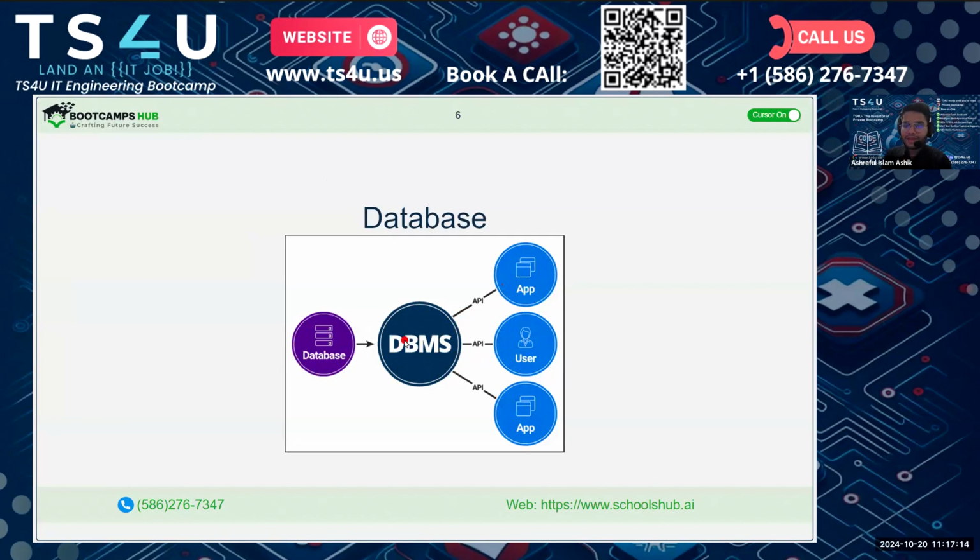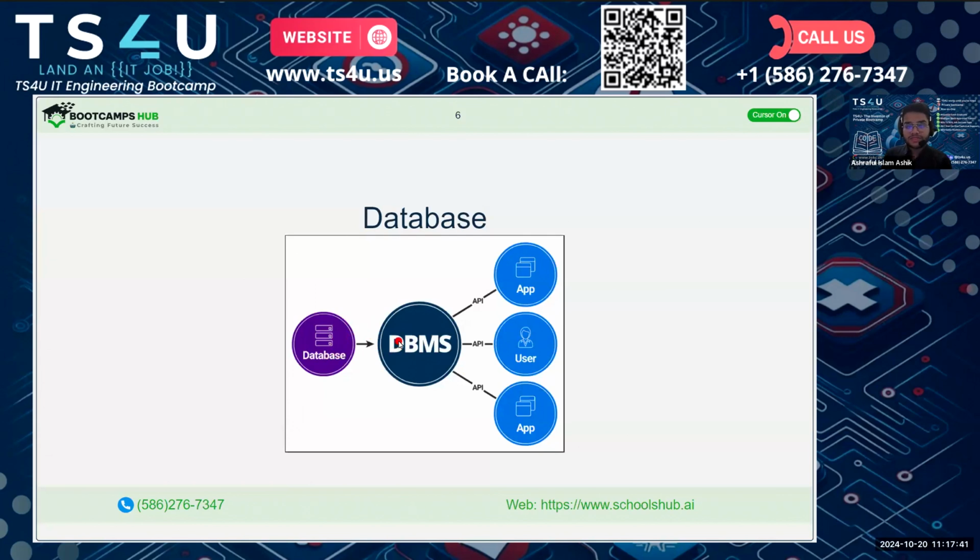So this diagram actually represents the role of the database in the application architecture. At the core, we have the DBMS, the database management system, which acts as the interface between the database and the external entities like the apps, users, and the other apps. The database is where all the data is stored, and the DBMS is the database management system.